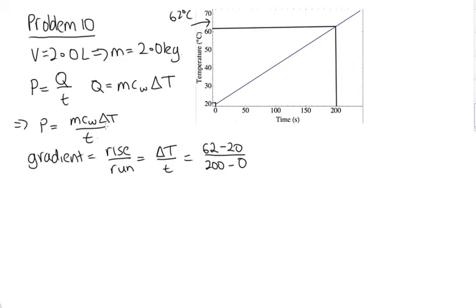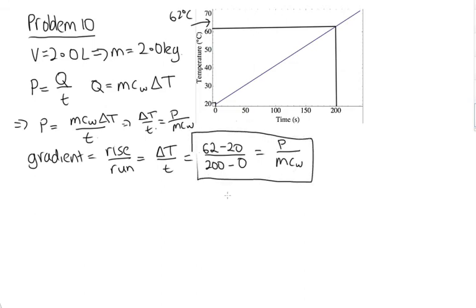Now rearranging this equation here, we can see that the change in temperature over time, we've got to divide this by mc_w. So this is equal to P over mc_w. So what the question's asked us to find is this P. So let's rearrange this part of the equation to find out what P is.